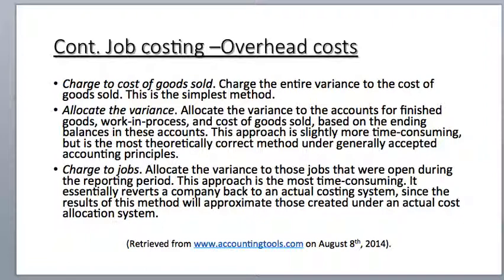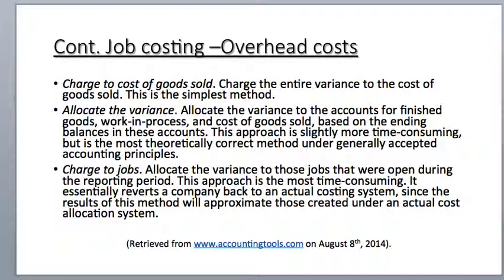Charge to jobs. Allocate the variance to those jobs that were open during the reporting period. This approach is the most time consuming, and it essentially reverts a company back to the actual costing system, since the results of this method will approximate those created under an actual cost allocation system.